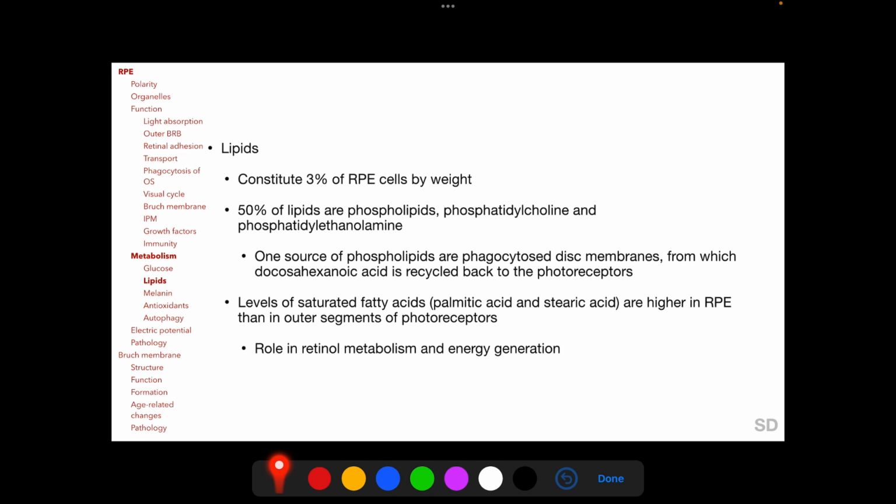One source of phospholipids are the phagocytosed disc membranes of the photoreceptors, from which the fatty acid docosahexaenoic acid is recycled back to the photoreceptors. Levels of saturated fatty acids are higher in retinal pigment epithelium cells than in the outer segments of photoreceptors, and these saturated fatty acids are involved in retinal metabolism as well as energy generation.